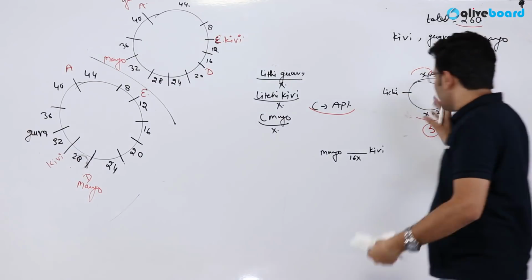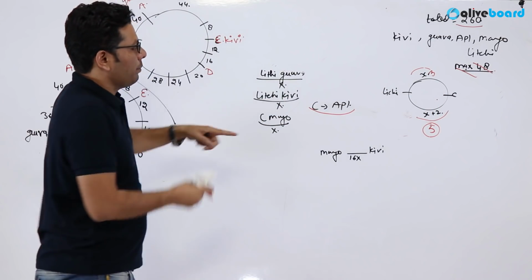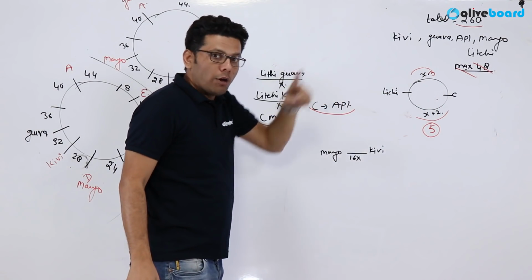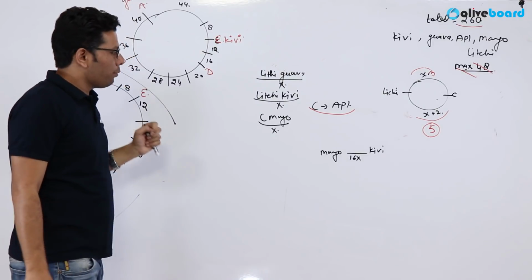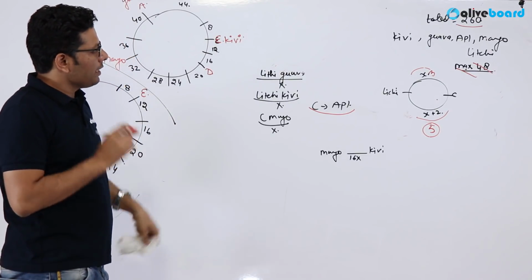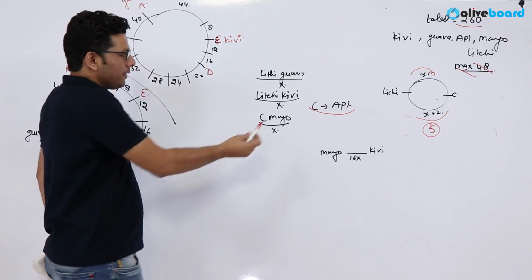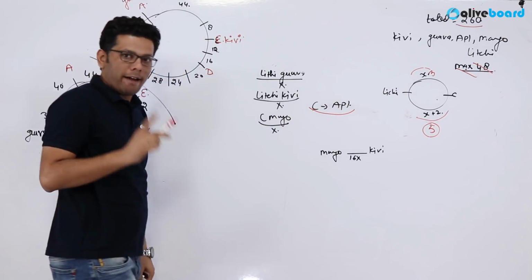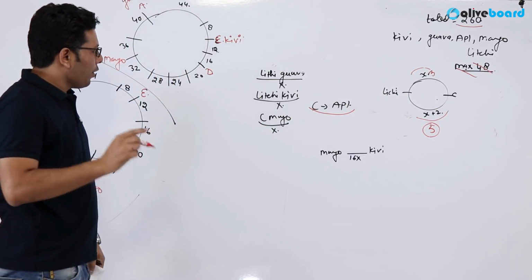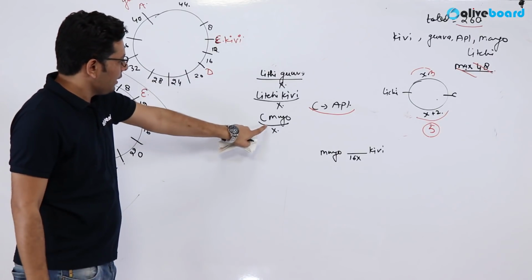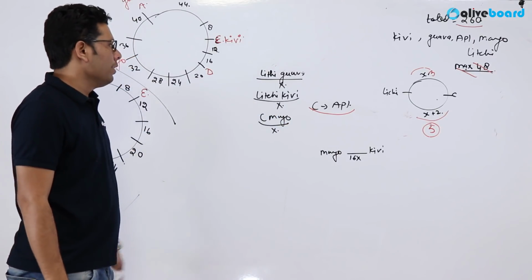Okay, so now let me draw the position of C. And what are the constraints to draw the position of C? One constraint I have is that C likes apple, so I have to take care of this. Another point I have in mind is that C and mango are not neighbors.